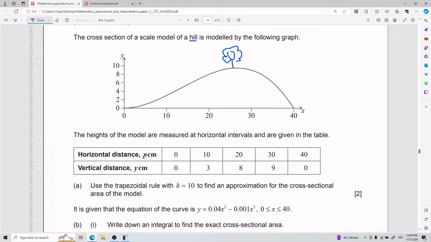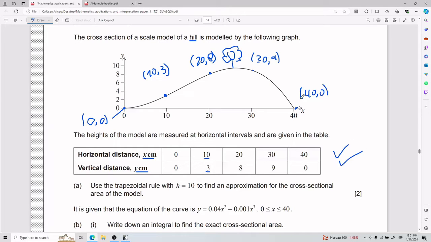So they're telling us that at x of 0, we have y of 0. So that means we have the point (0, 0) right here. At x of 10, we have a y of 3. So that means this point here is, you guessed it, (10, 3). And if we keep going, we have the same idea. This is (20, 8). Over here, we have (30, 9). And lastly, we have (40, 0). Okay, so that's the information the table is giving me. It might be useful or it might not.